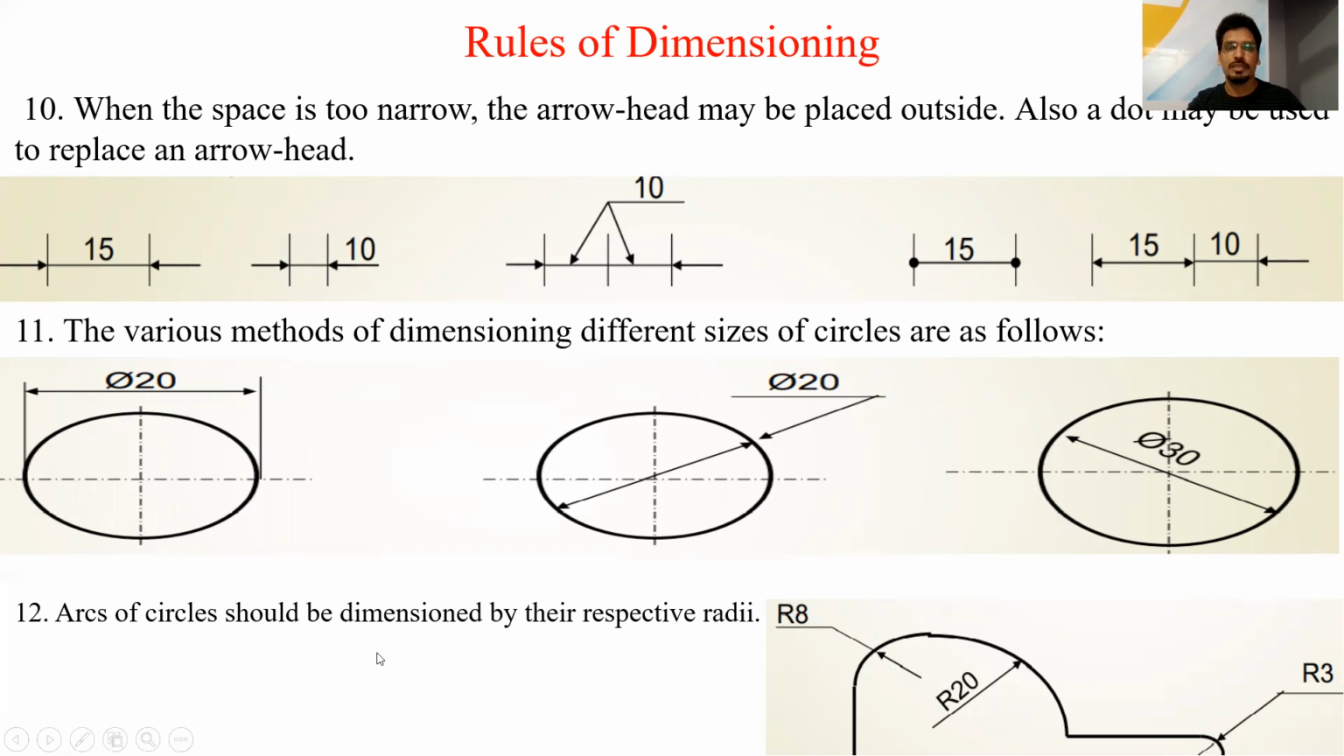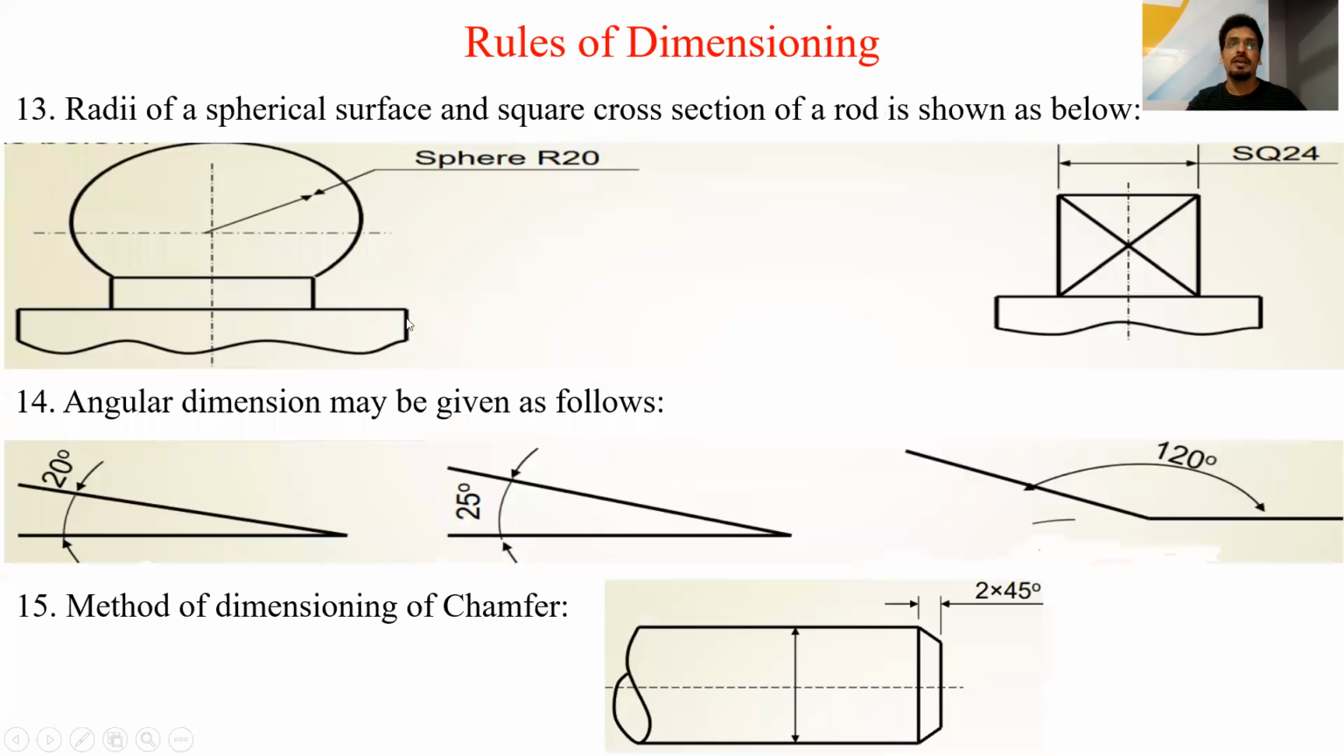Next, arcs of circles should be dimensioned by their respective radii. If there is some arc in the figure, then we have to write it as R8. It means it is having an arc of radius 8 mm. It is having an arc of radius 20 mm. It is having an arc of radius 3 mm. Next, the radii of a spherical surface and the square cross section of a rod are represented like this. If this is a sphere, then we have to write like this.